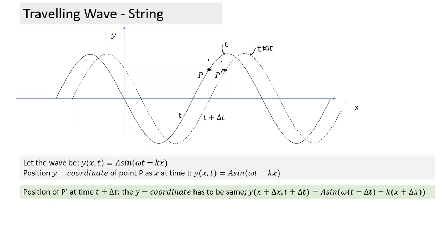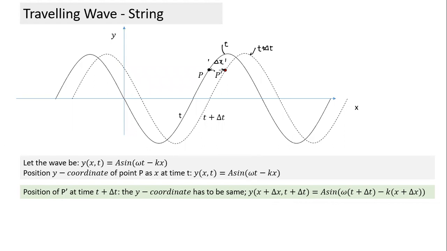If this distance is delta x, what will be the coordinate of P dash? y at x plus delta x. This is the position and this is the time, t plus delta t. If I substitute, this will be equal to a sine, in place of t also substituted t plus delta t, and in place of x also substituted x plus delta x. So this is the position of point P dash, which is at distance x plus delta x from the origin and at time t plus delta t.